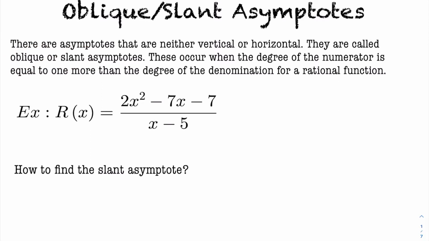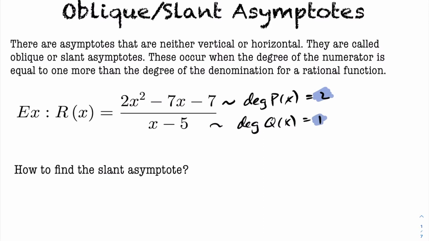So these slant asymptotes occur for rational functions. And again, a rational function is just a polynomial in the numerator divided by a polynomial in the denominator. Slant asymptotes occur when the degree of the top is exactly one more than the degree of the bottom. So you can see in this example, let's denote the top as p(x), its degree is 2, and the degree of the bottom, which we can denote as q(x), is 1. So in this situation, the degree of the top is exactly 1 more than the degree of the bottom, so we should have a slant asymptote here.